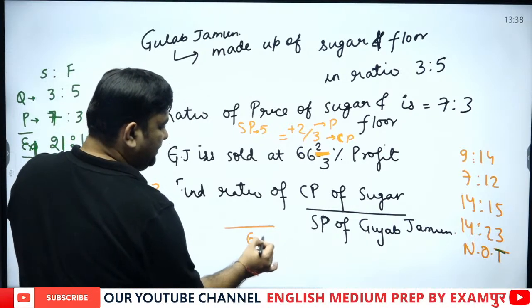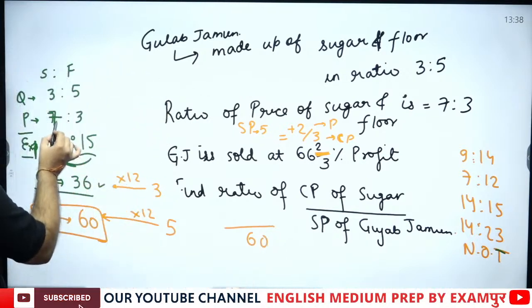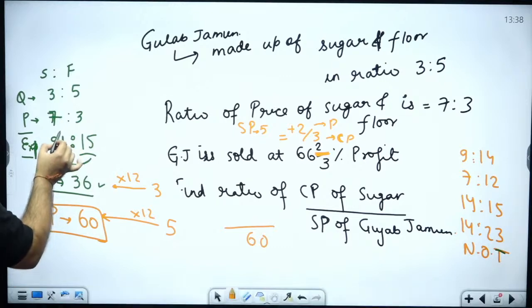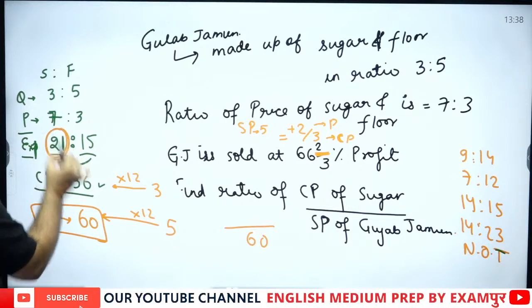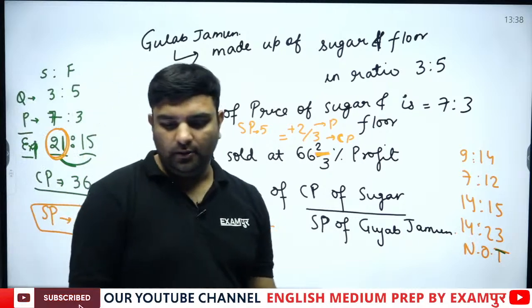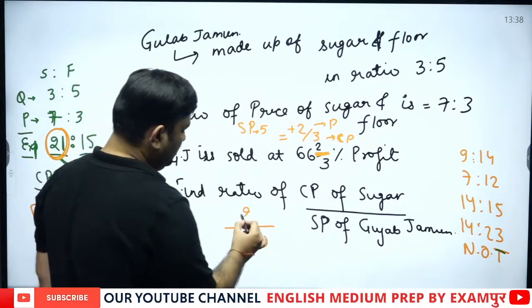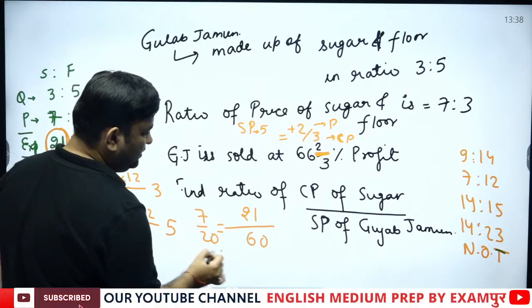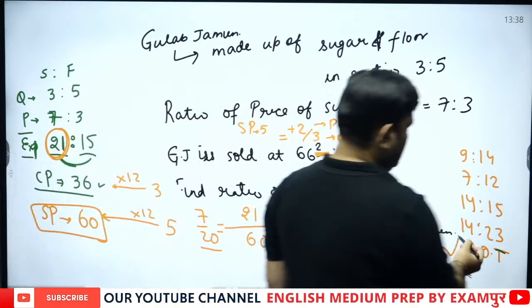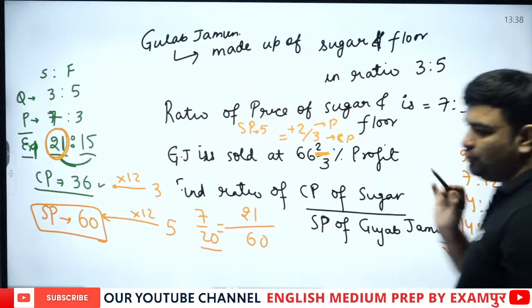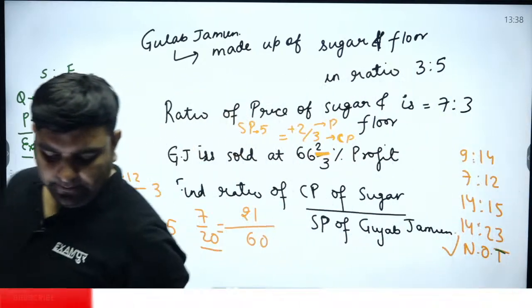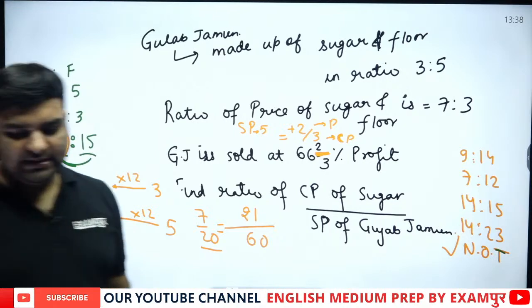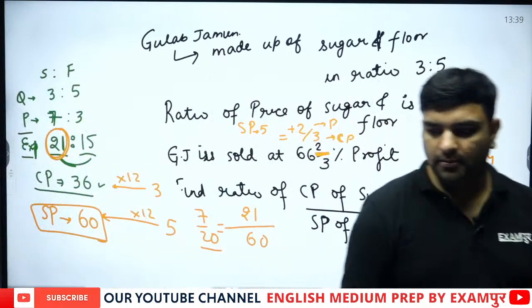60. And CP of the sugar? CP of the sugar is 21, because you bought it for 21. Simplify it: 7:20. Or you can make this 7:20 as well. Have you found this question difficult, guys?